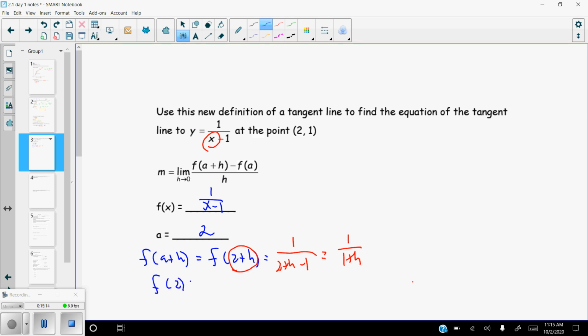So f of 2, in this case, is 1. Again, that was given to us. If we didn't know it, you plug 2 into the original function, you still get 1. All right, now we have everything we need. So let's go ahead and find our limit.